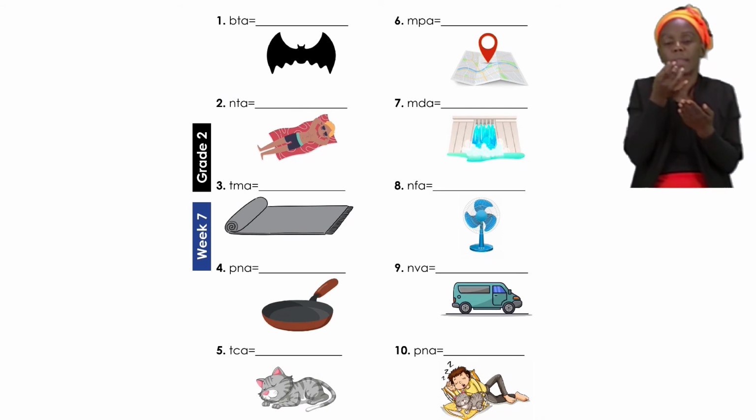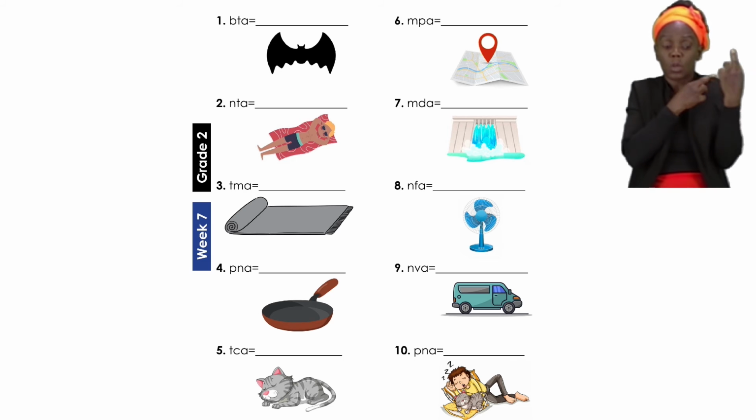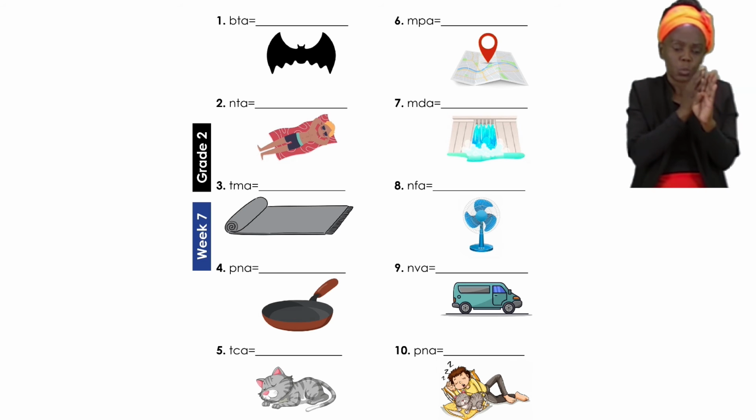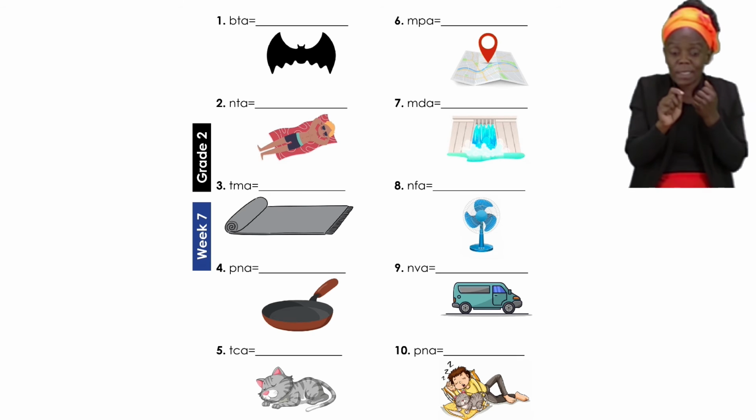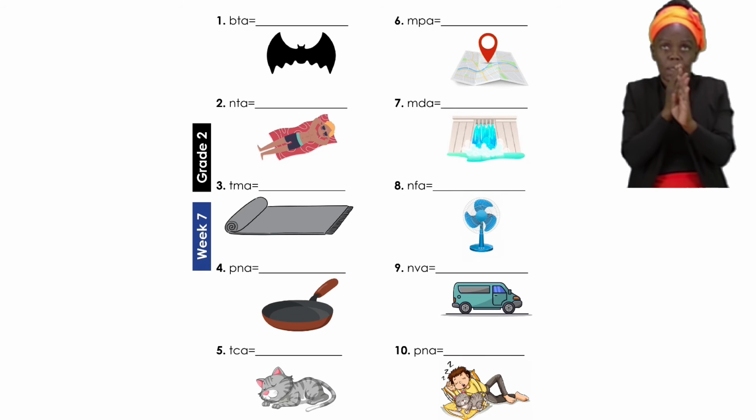On page 8, we are going to be unscrambling words, which means to take the letters we have been given and put them in the correct order. Now, we have pictures to help us, which makes it a little bit easier. So let us take a look at some of the pictures and the letters.